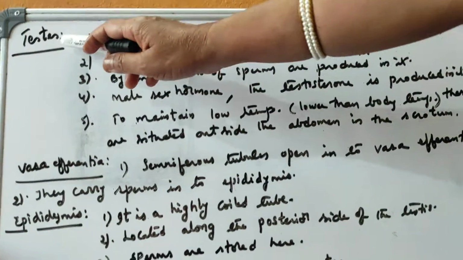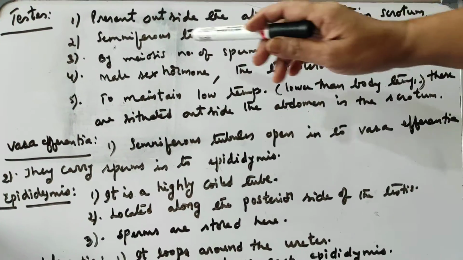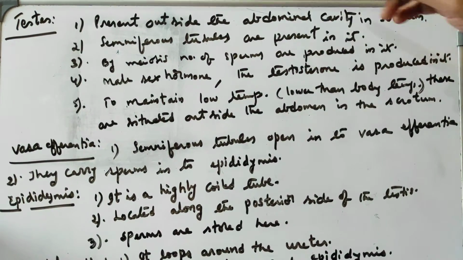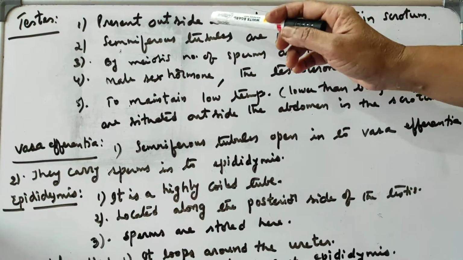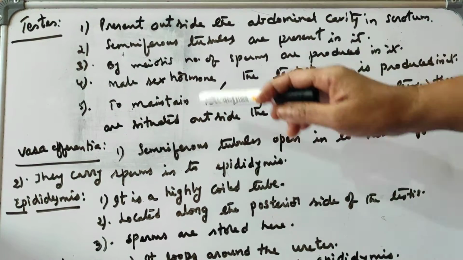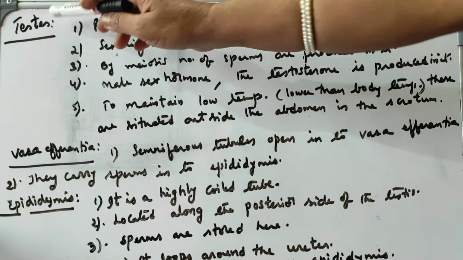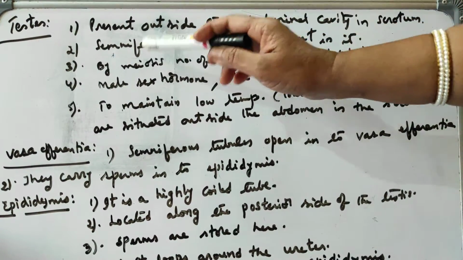Now the testis is the very first part, present outside the abdominal cavity in the scrotum, as I just told you. Seminiferous tubules are present in it. In each testis you can see a number of seminiferous tubules. These are very much coiled, long tubules. By meiosis a number of sperms are produced in them. In the testis itself sperms are produced, and the process is meiosis.